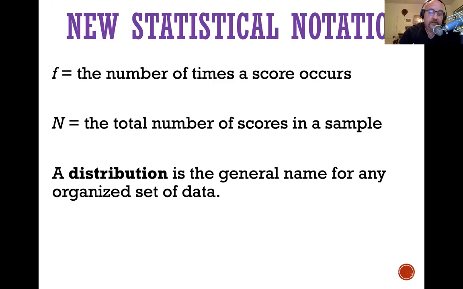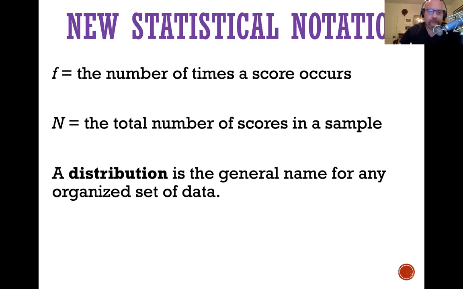But first, the new notation for today, there's not a whole lot. There's F, we want to know the frequency of times that a score occurs, and there's N, we want to know the total number of scores. And based on that information, we can create things like proportions and percentiles. So that's what we're going to do today with this table. It's going to have 4 columns of information.